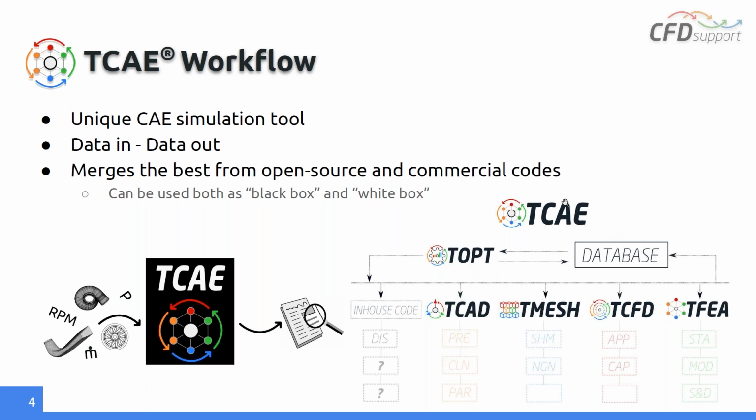So the whole software is called TCAE. Then it includes several components. Basically, what we see today is TMesh, the module for meshing. TCFD is the module for CFD simulation. TFEA is the module for finite element analysis. And TOPT is a module for optimization. So basically you manage some parameters, and TOPT runs in a loop, for example, TMesh and TCFD, and tries to find the best combination of parameters with respect to the efficiency or pressure drop or any other quantity.